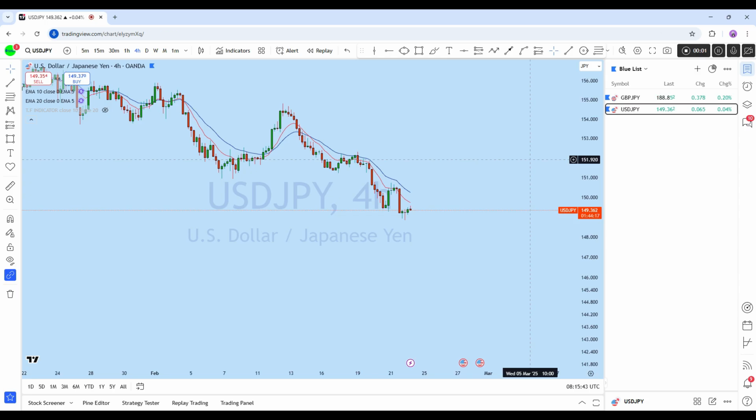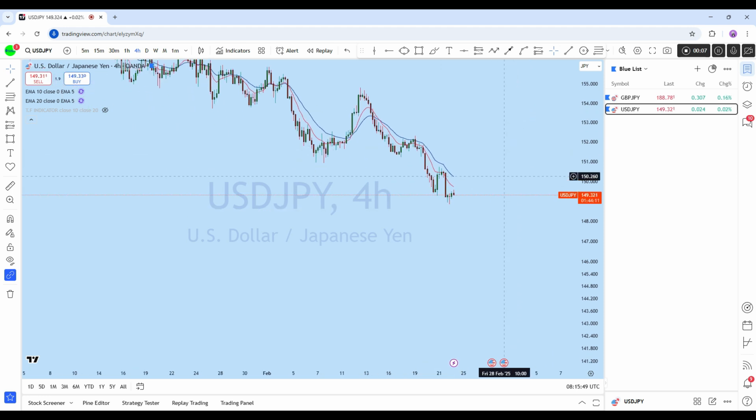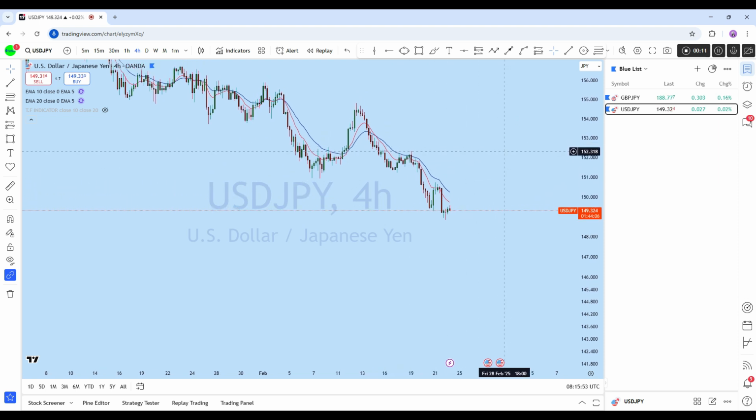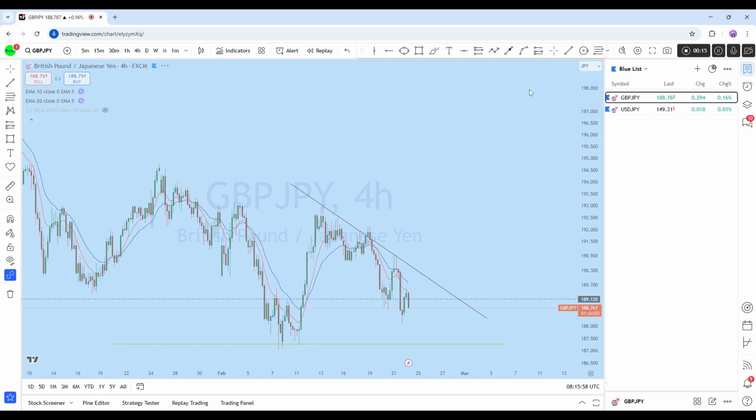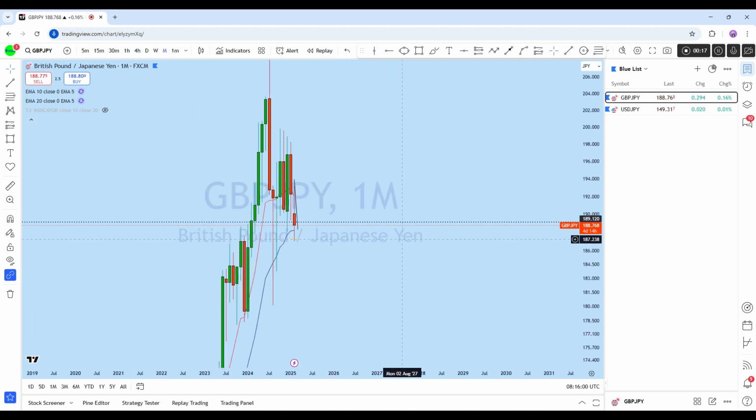Hello trader, with the continued volatility on yen pairs, we can see that GBPJPY and dollar yen are currently showing significant trading opportunity on the lower time frame. So before we look at how we can trade, let's quickly look at GBPJPY, looking at the monthly chart to see the overall picture in this market.